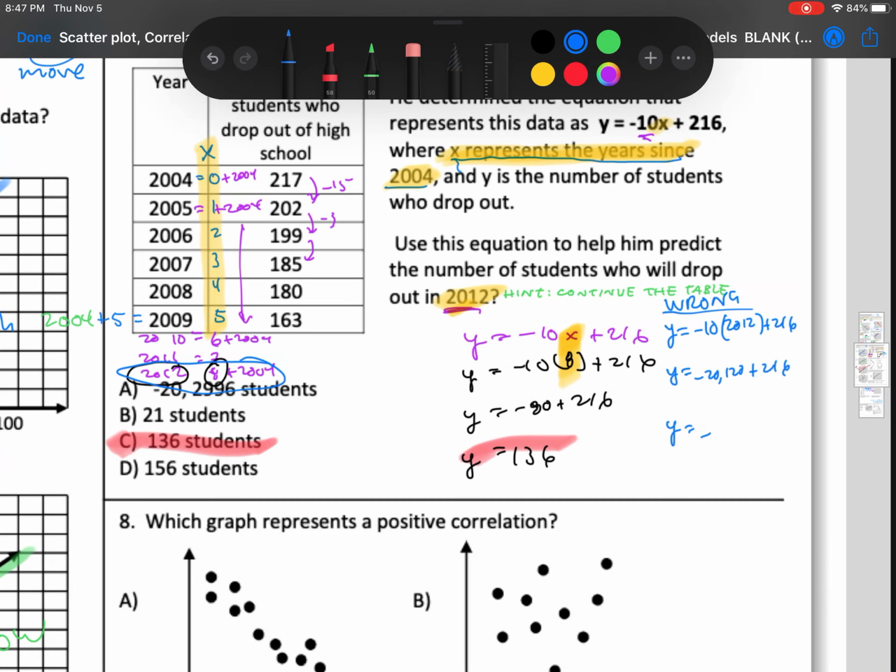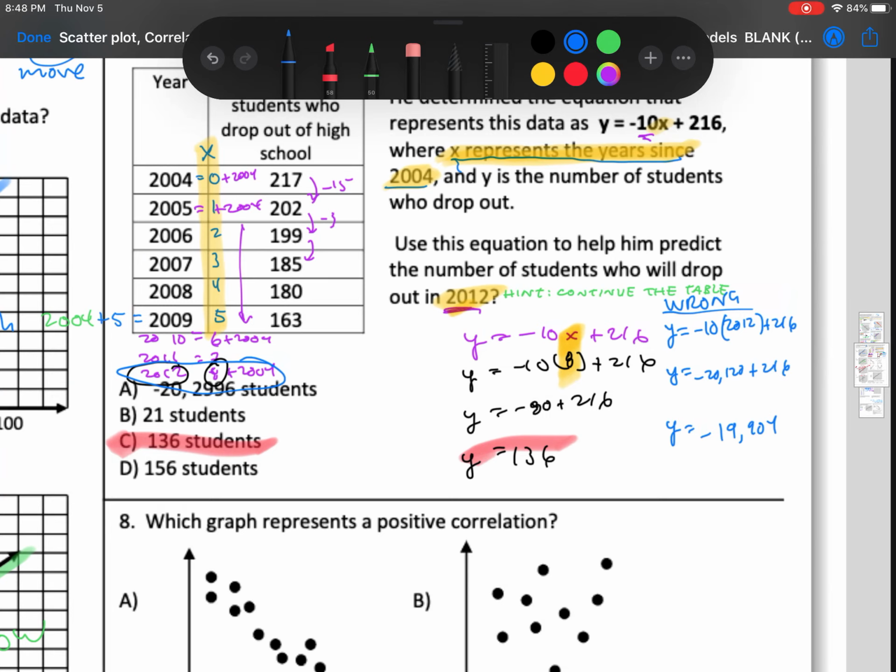Negative 20,120 plus 216. And this would give you negative 19,904. Okay? Not only is it not one of my options, just think about it.